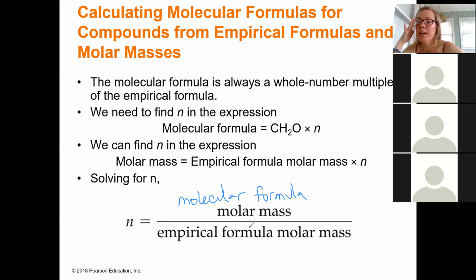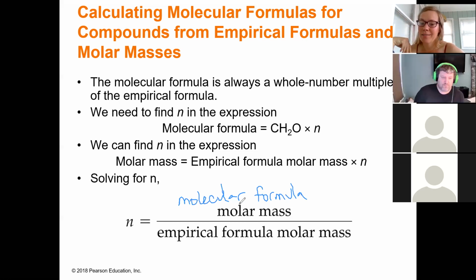Remember, the molecular formula is a multiplier, so it's the heavier thing. The empirical formula is the lighter thing. So the heavier thing divided by the lighter thing. How much heavier is it? Is it twice as heavy? Your n value will be 2. If it's 3 times as heavy, your n value will be 3.